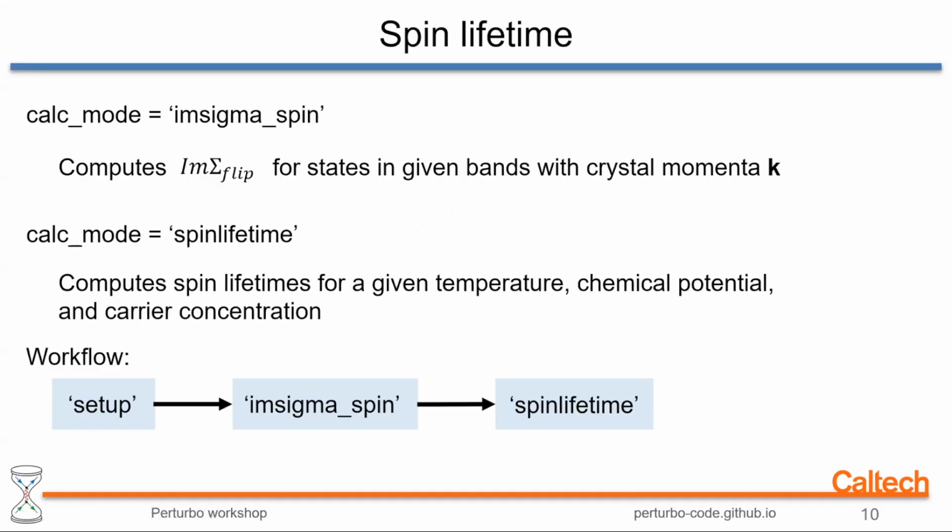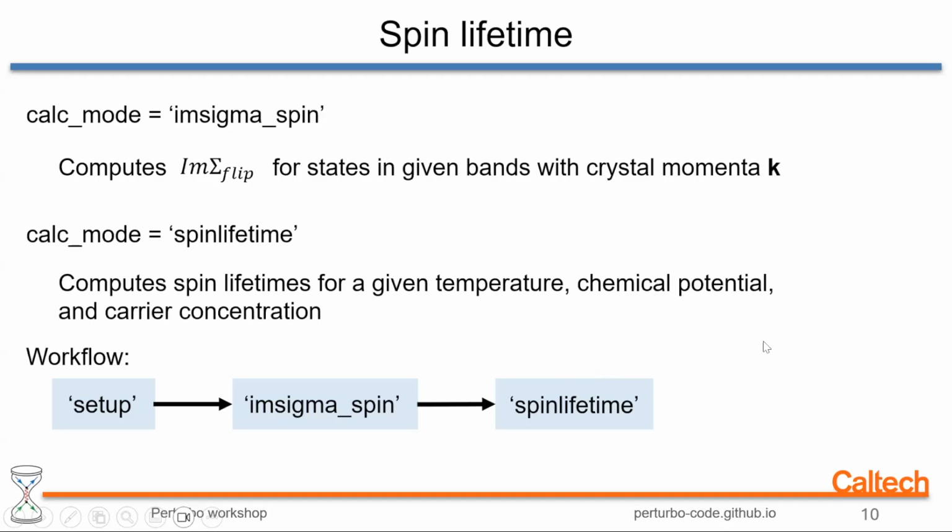So the general workflow, which we'll go through, is running a setup calculation, which we saw earlier in Kelly's presentation. And then we run the imsigma spin, and then we run the spin lifetime calculation. We'll do a post-processing step with imsigma spin to visualize whether or not the calculations converged. And then we can look at the outputs for the spin lifetime calculation.